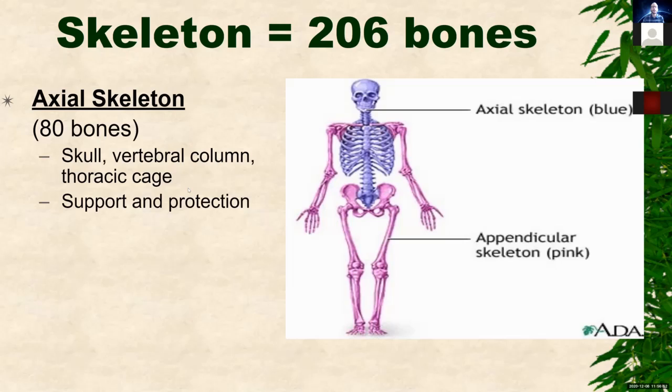The purpose of the axial skeleton is to provide support for the body. It's what holds us upright, and also protection. So think of all of the organs we would find in the thoracic cage: the heart, the lungs, the liver, the spleen, the pancreas, all of them nicely protected in the thoracic cage. All of those organs are vital to our staying healthy and alive.